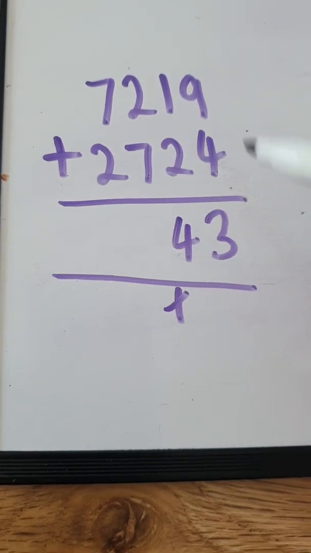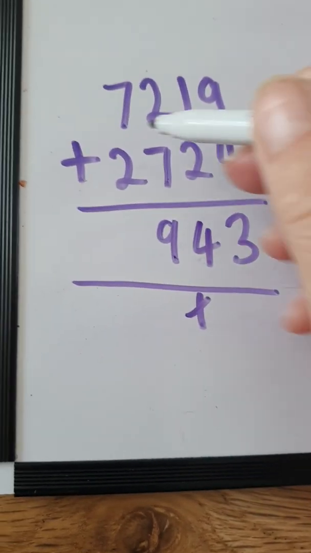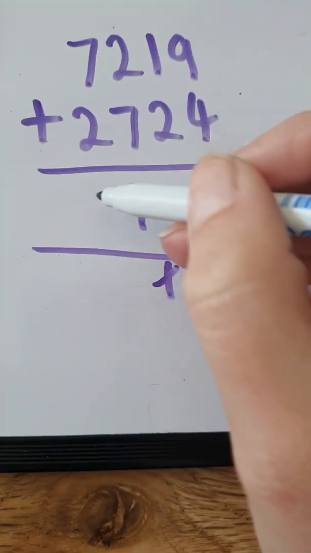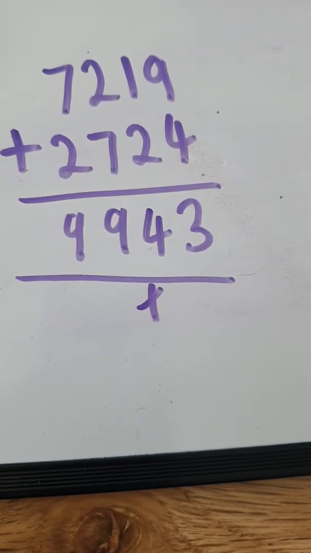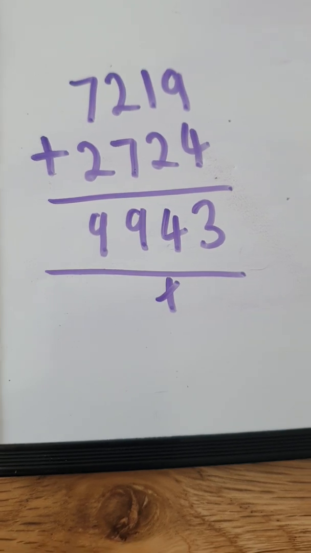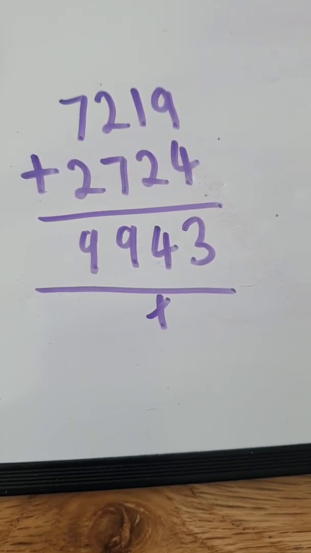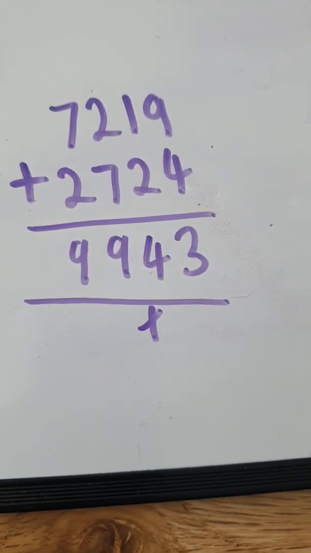200 add 700 would give me 900. And 7,000 add 2,000 would give me 9,000. So my answer would be 9,943. What we've done there, we've looked at both written and mental methods for addition and subtraction.